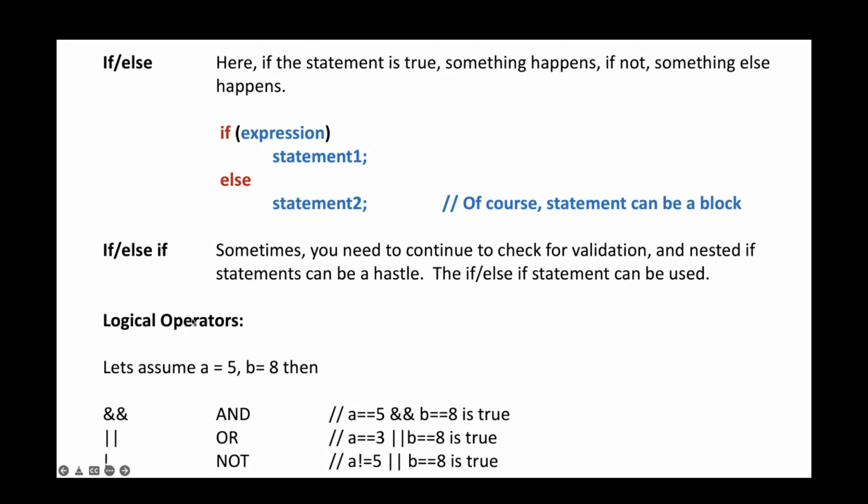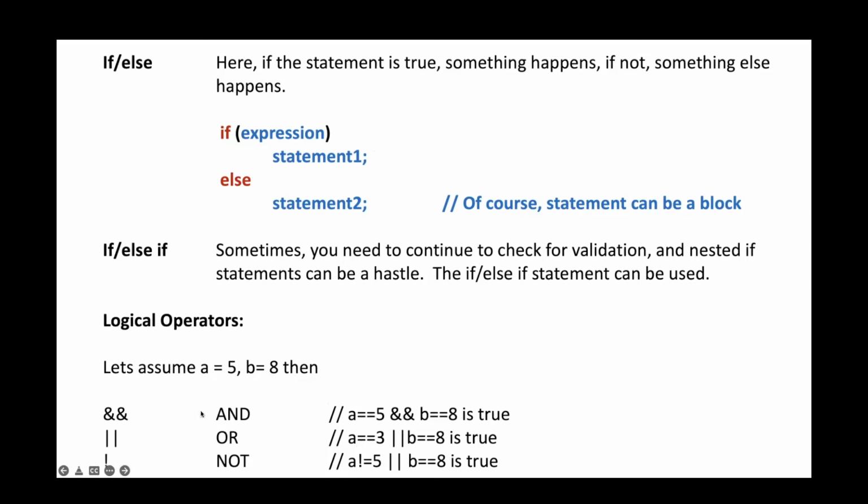We have logical operators. The double ampersand is the and. So if A was equal to 5 and B was equal to 8, this is just for an example, A equal to 5 and B equal to 8 will be true. You see here I have the double equal signs.